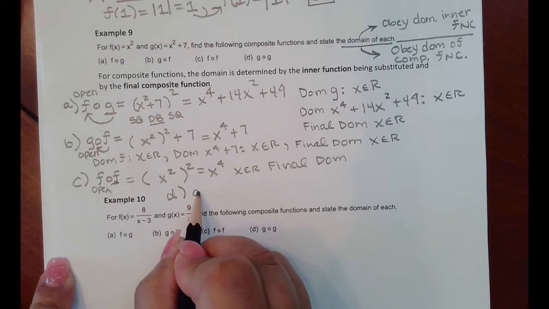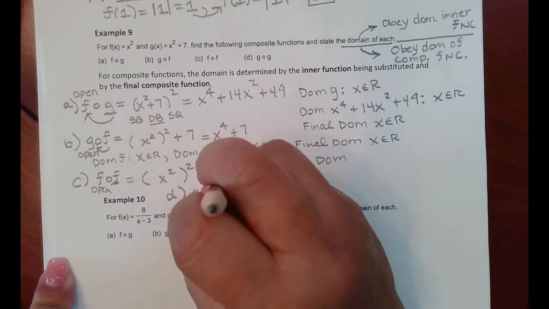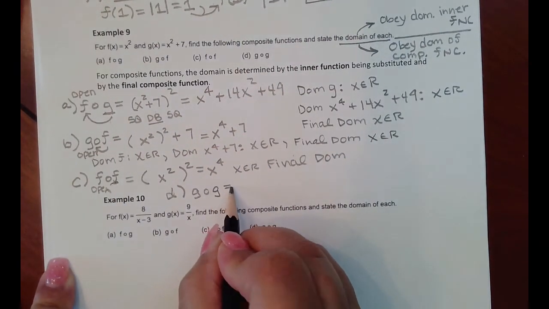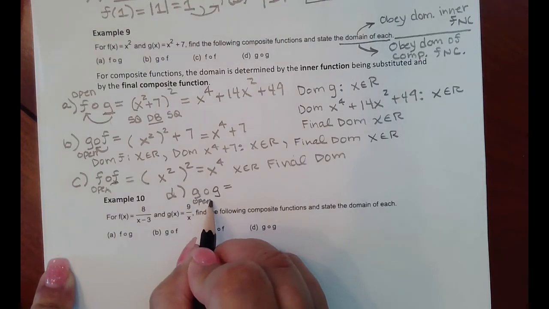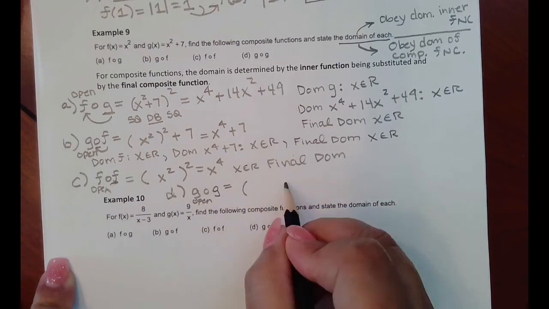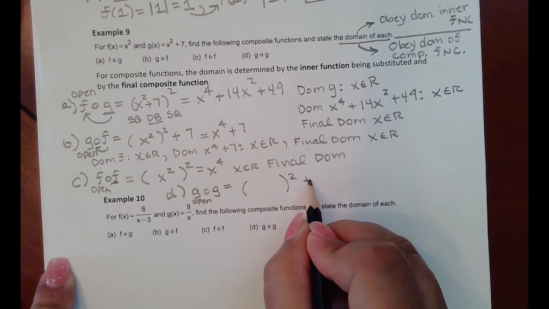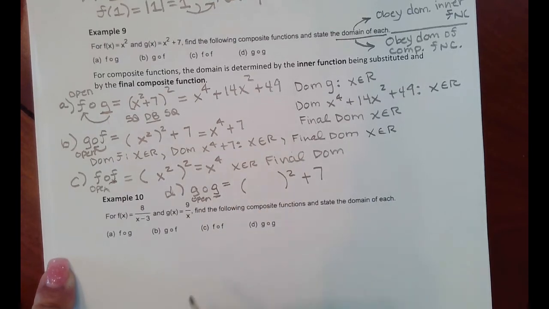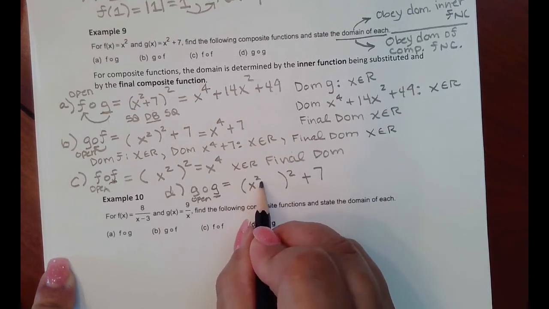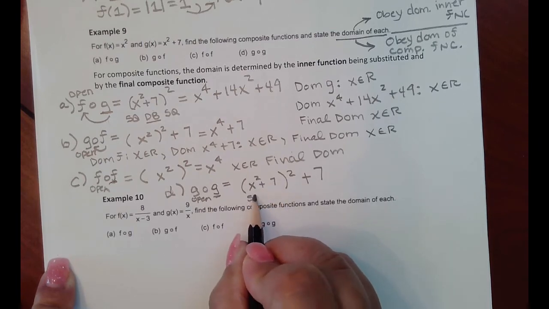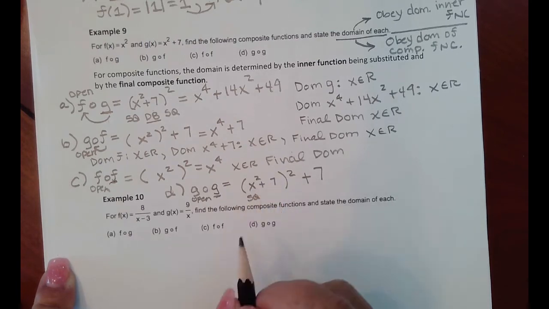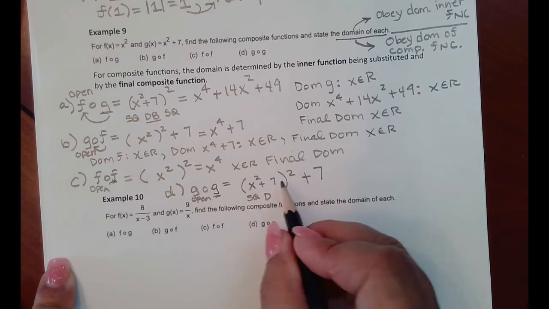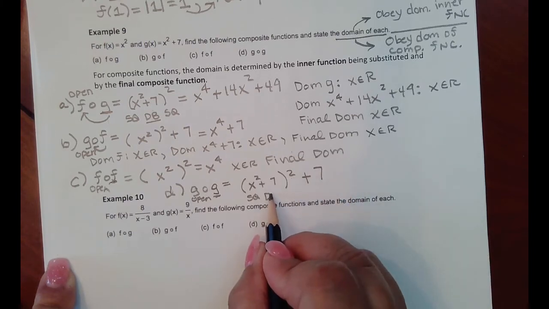Part D, I'm going to do G composed of G. So I'm going to open up the G function, which is x squared plus 7. And I'm going to take the G function and plug it right in that spot again. So this is x squared plus 7, all squared. You're going to use square, double, square here because this is a binomial, two terms, and you're trying to FOIL it out. When you're taking a binomial and multiplying it by itself, which is what squaring means, you're FOILing.